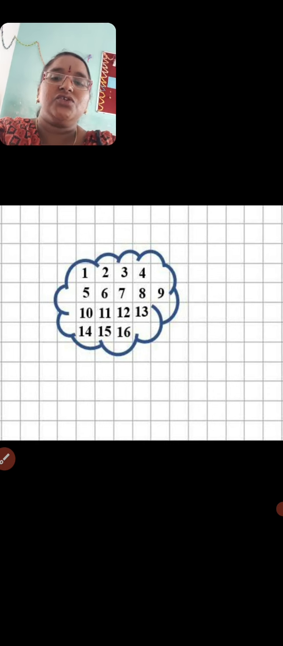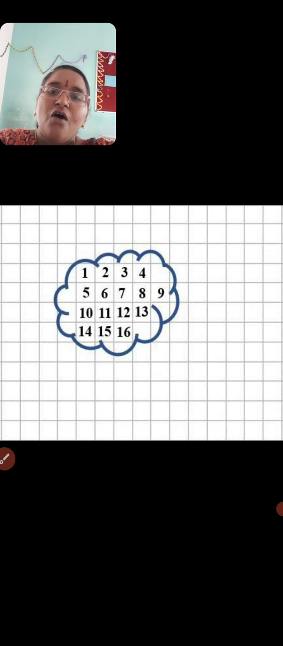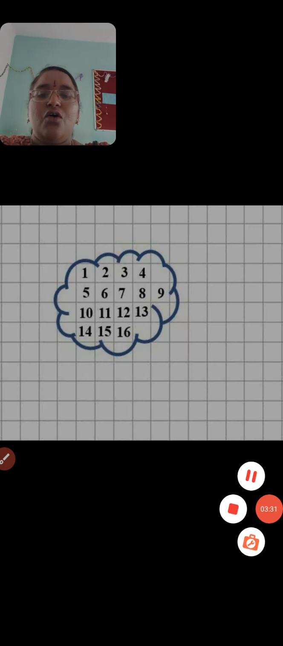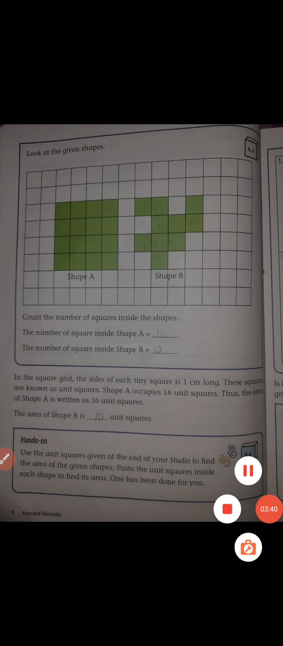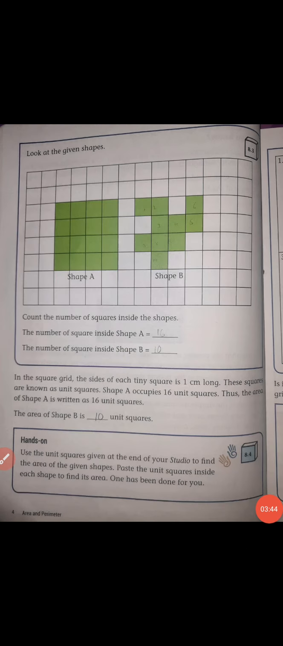Now everyone get ready with your books and open page number 4, children. Now look at the given shapes in the book. There is a square grid given in the book, and in that grid you have two shapes, shape A and shape B. Shape A is a square shape and shape B is a complex shape. Complex shape means it is a different shape.